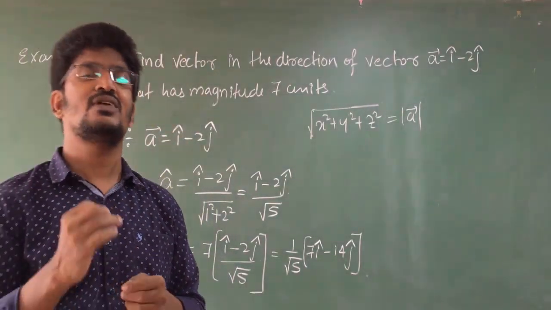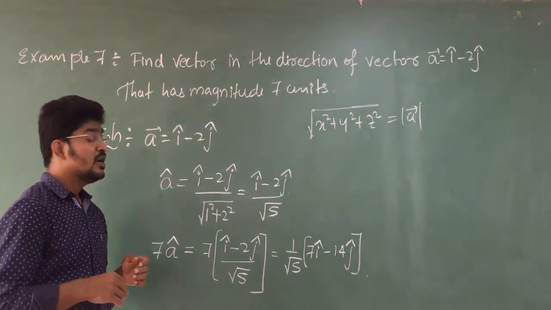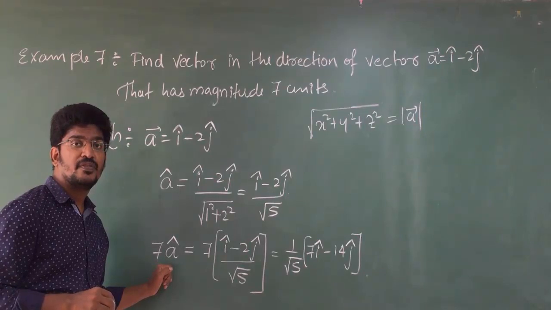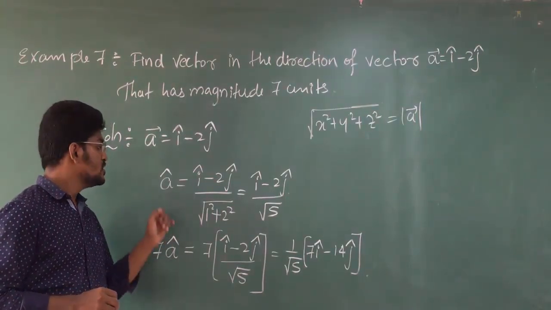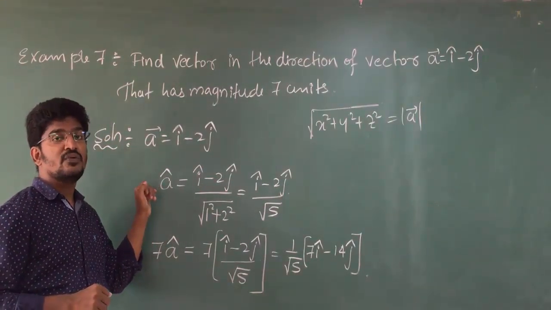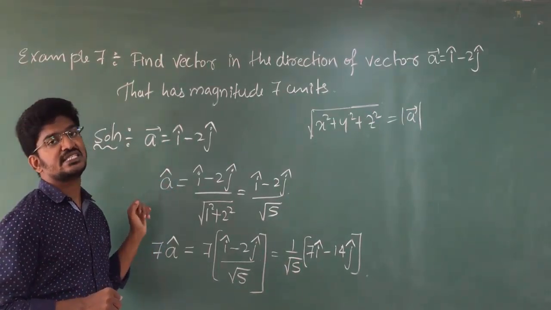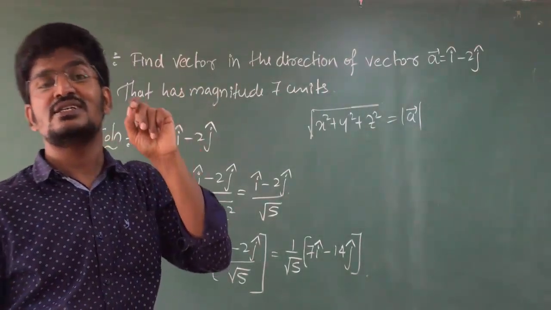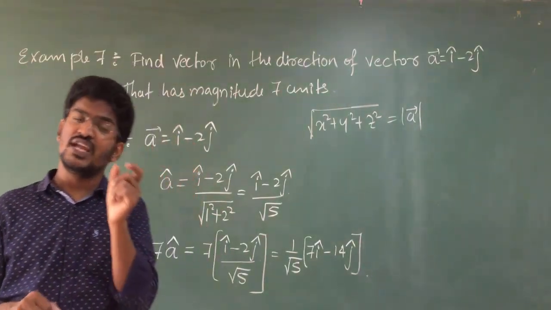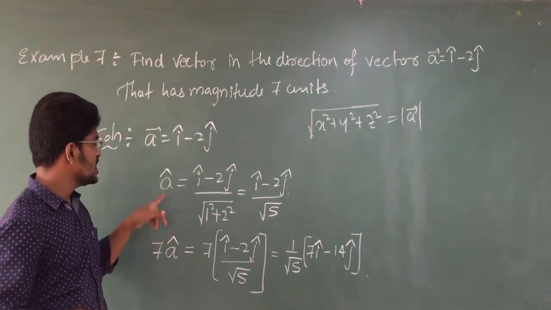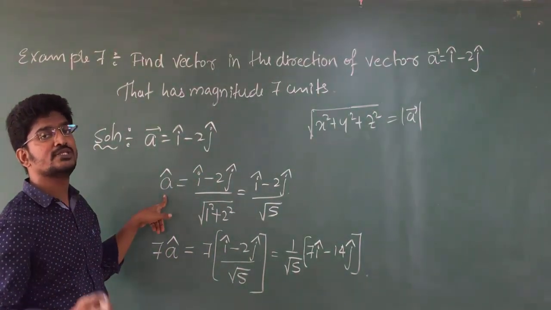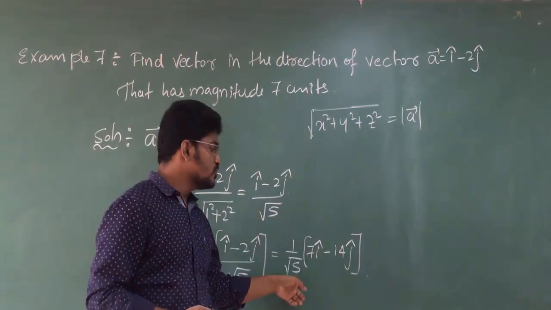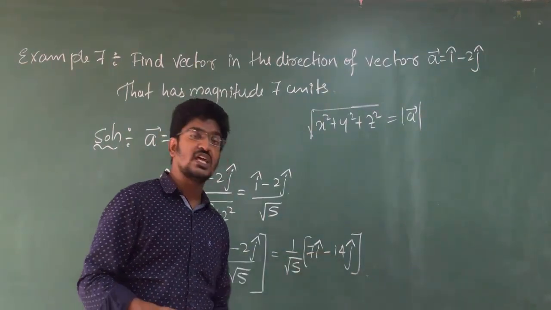Most of the times in your annual exam they will ask, because every student will find A cap but they will not remember the next step. Here is where they make the mistake. After solving A cap, you have to multiply that A cap with 7, because they need the new vector with 7 units, not unit 1. Clear? So for that reason, after finding A cap, you multiply that A cap with 7. So that will be 7 times of this particular term, 1 by root 5 into (7 i cap minus 14 j cap).